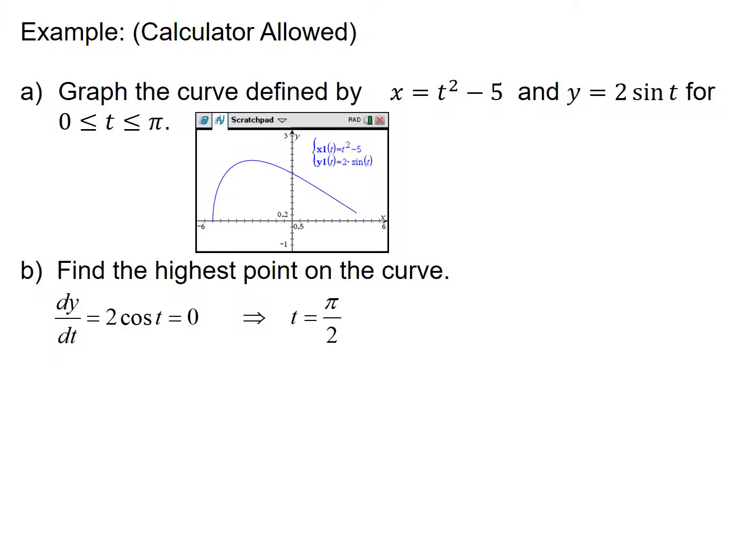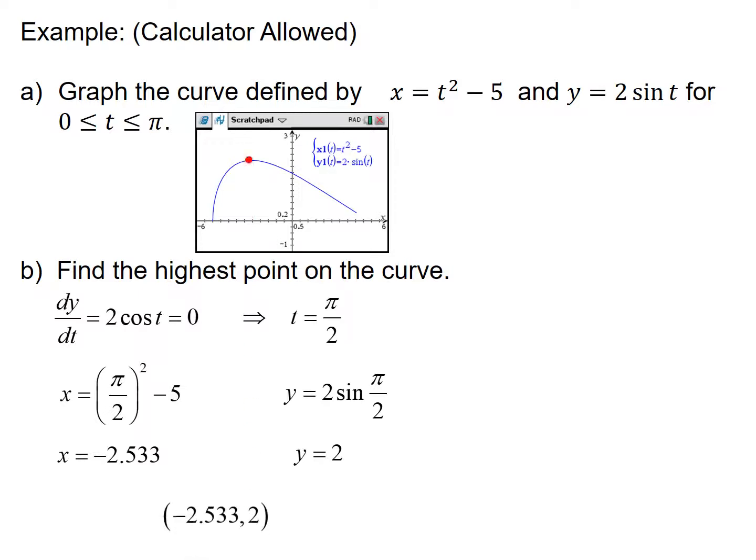If we want to find what that point is, let's plug that into the original parametric equations. So x equals (pi/2) squared minus 5, y equals 2 sine of pi over 2. And let's just get that in decimal form right there. x is negative 2.533, y is 2, which gives us that point right there. And we can see, graphically that makes sense.